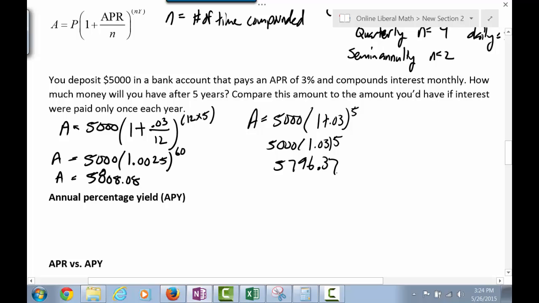Okay, so clearly compounded monthly is a lot more desirable than compounded yearly, once a year. Okay.